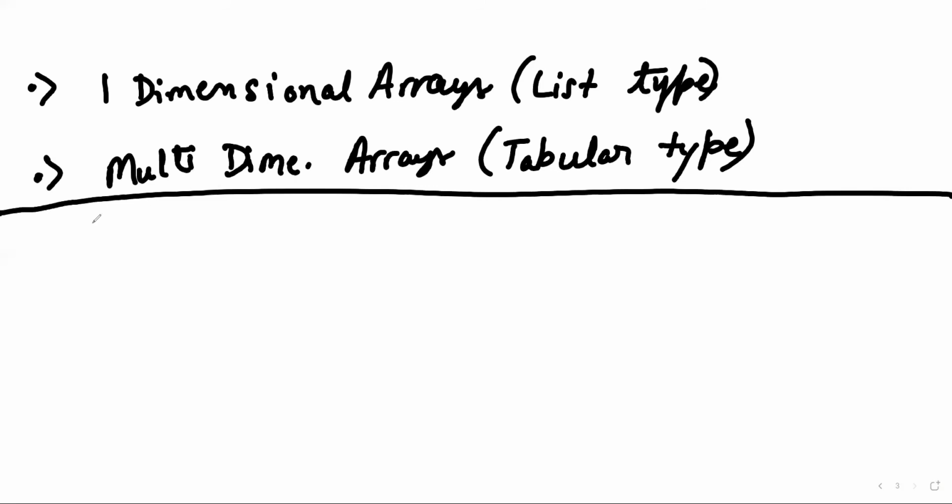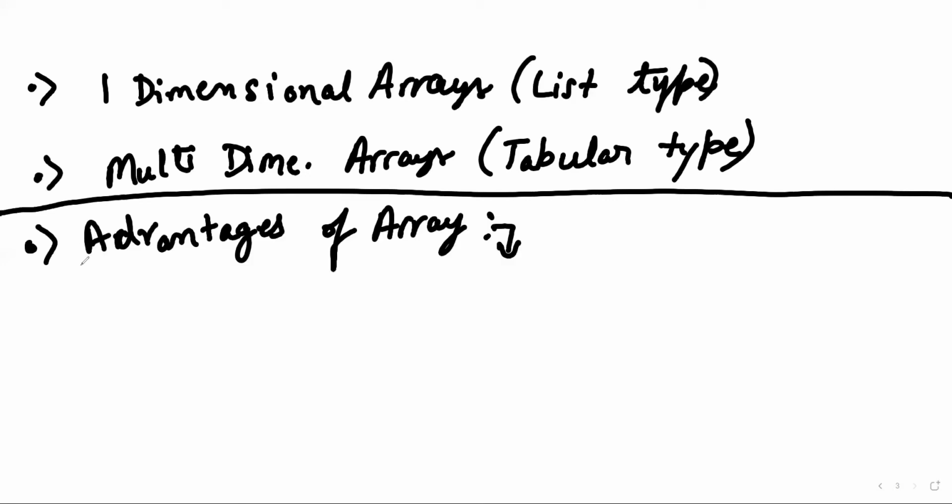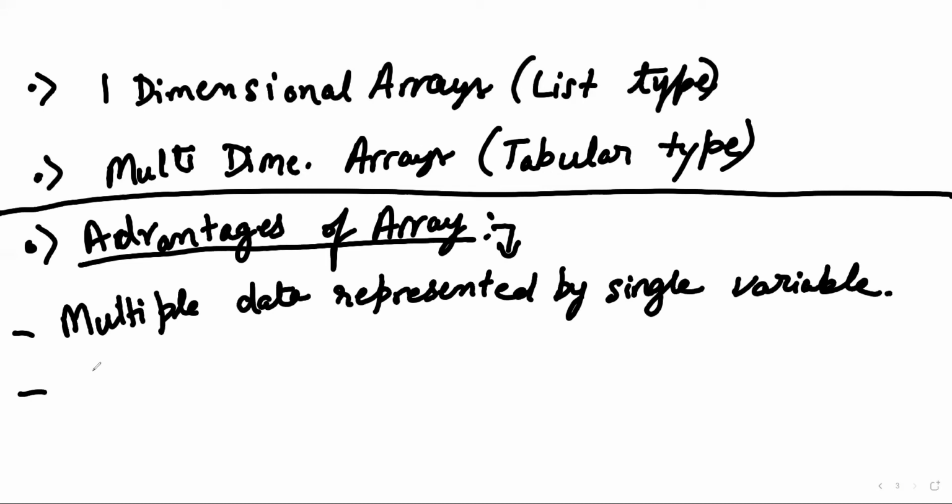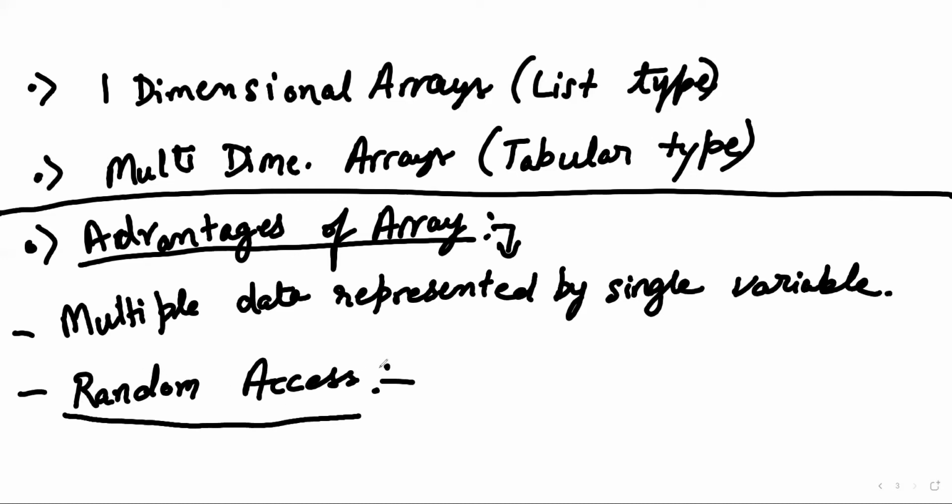So let me quickly go through the advantages of arrays. First, as Mohammed suggested, we can access all the data using a single variable. Multiple data represented by a single identifier or variable. Okay. Second, and one of the biggest advantages of using an array, is random access. Do you guys want to tell what we mean by random access?